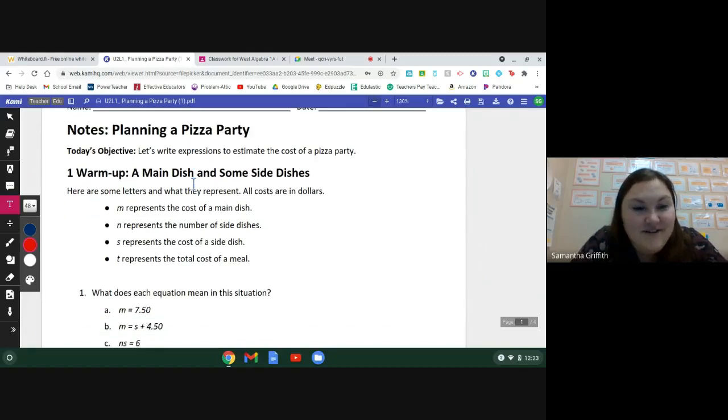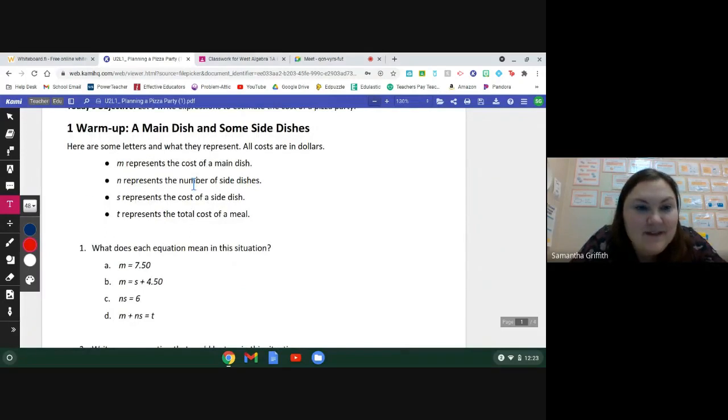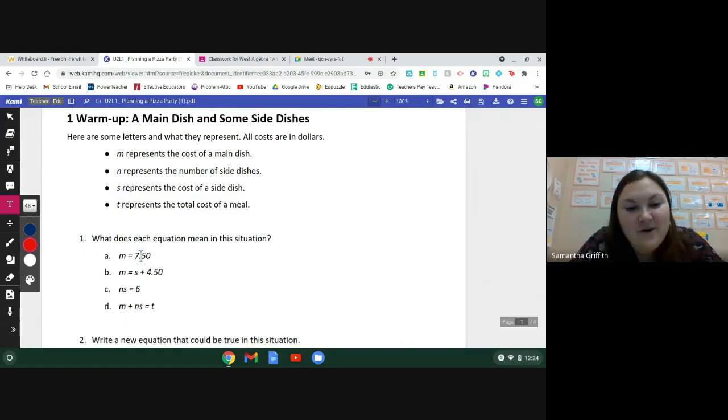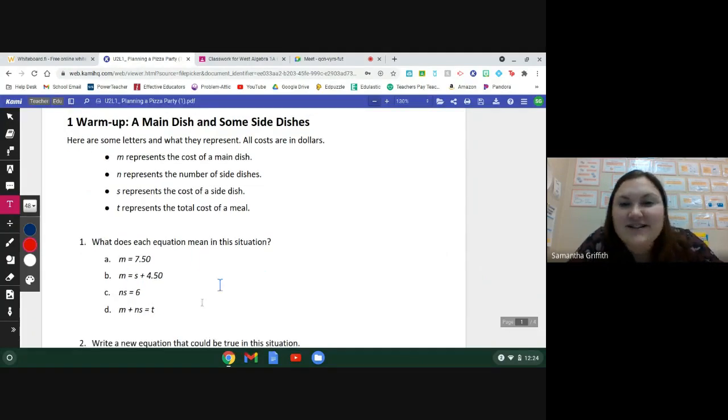To start us off for our warm-up activity, we've got here some letters and what they represent. All costs are in dollars. M represents the cost of a main dish, N represents the number of side dishes, S represents the cost of a side dish, and T represents the total cost of a meal. Below, we've got 4 equations, and our goal is to determine what each equation means in this situation using these variables. I'm going to give you about a minute. You can either jot down your thoughts or just think through them in your head. Take a minute, see if you can figure out what each of these equations is telling us. And then after a minute, we'll talk through it together.